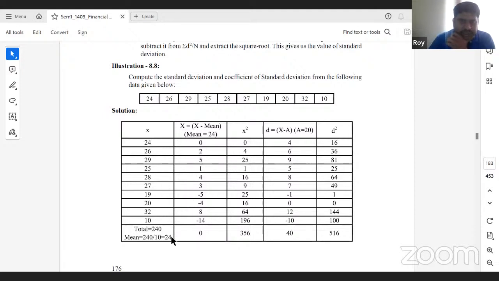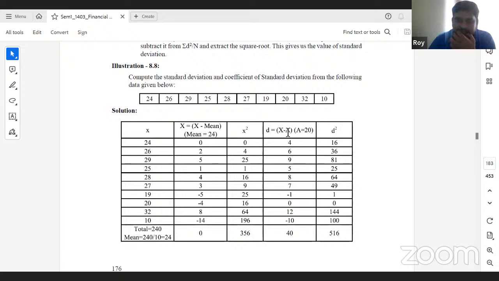Yes, sir. Now we need to subtract this mean value from the actual value. That is, 24 minus 24 is 0, 26 minus 24 is 2, and so on, 32 minus 24 is 8, 20 minus 24 is minus 4. If you calculate this, you will get 0 in total. Now, x square, you square this value again, 0 square is 0, and so on.